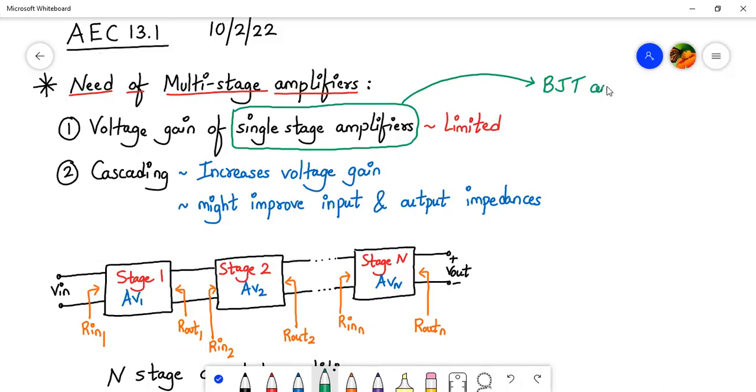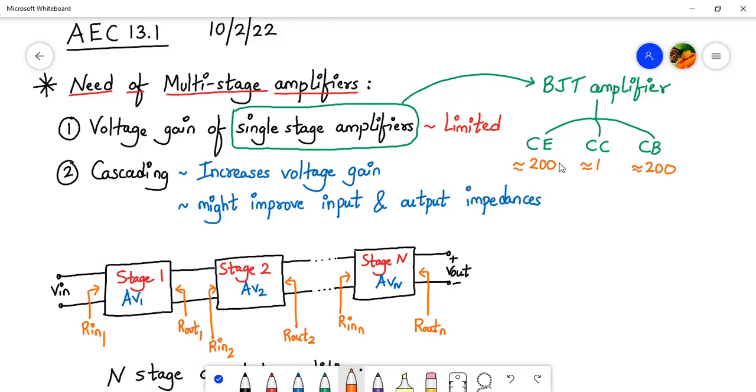So BJT amplifiers. In BJT amplifiers, we have studied three types, right? We have studied common emitter amplifier, then we have studied common collector and common base. So out of this, the common base and common emitter will provide a voltage gain of close to 200, whereas common collector will provide a gain of around 1. Okay, so the gain of the single stage amplifier is limited.